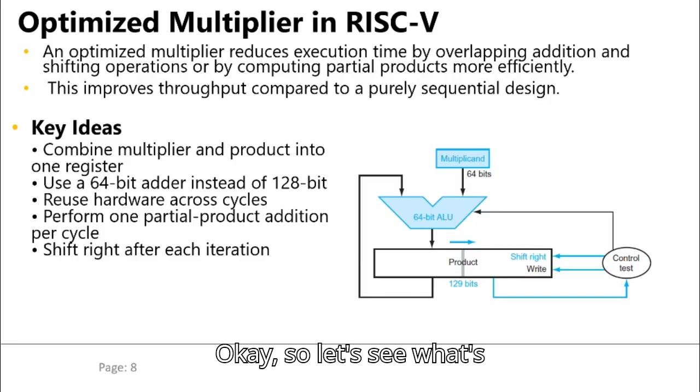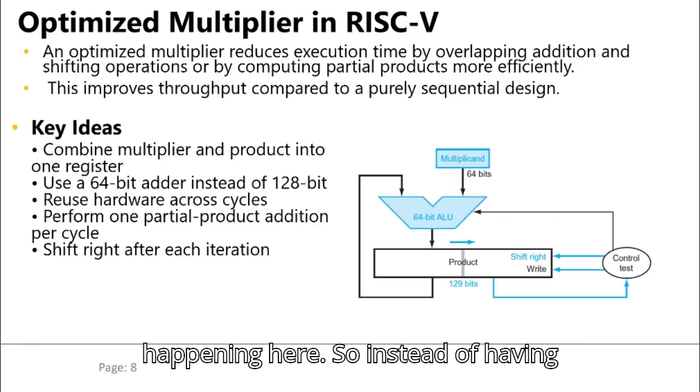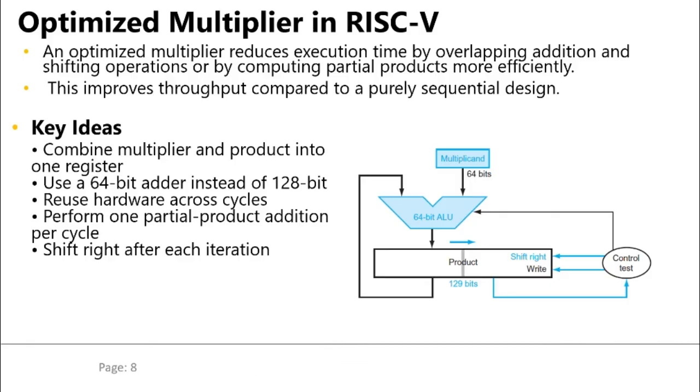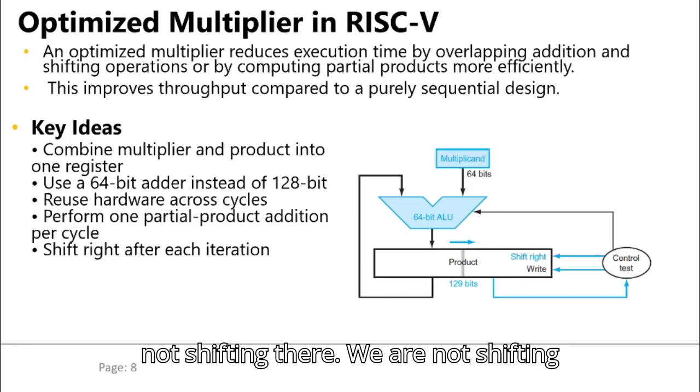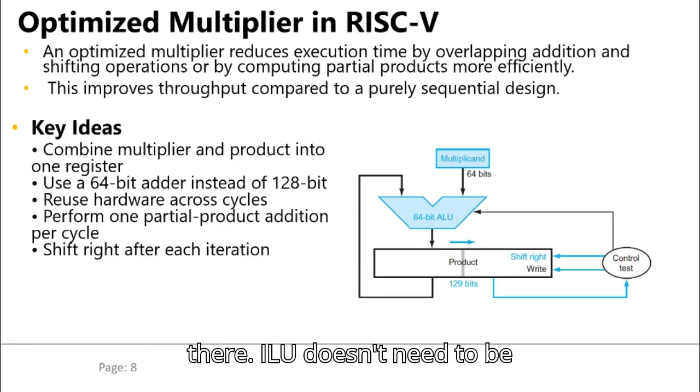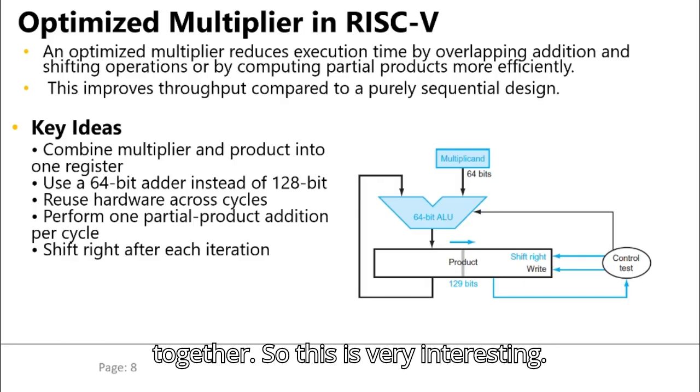Okay, so let's see what's happening here. Instead of having a 128-bit multiplicand, this time the register is 64. It doesn't need that much because we are not shifting there. The ALU doesn't need to be a 128 adder. We can just make it 64. Just have 1 register here, but half of it relates to the product, half of it relates to the multiplier, and shift them together.